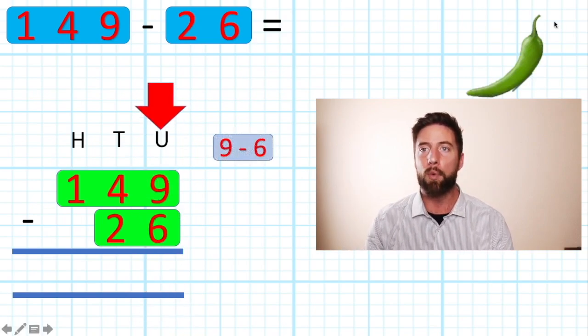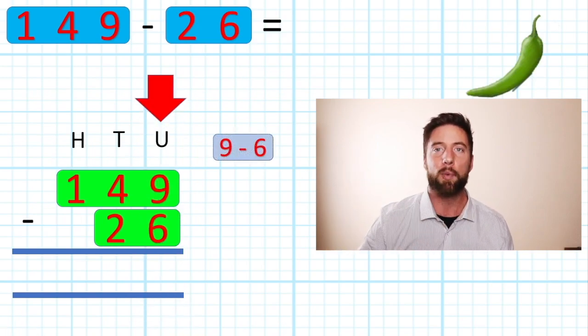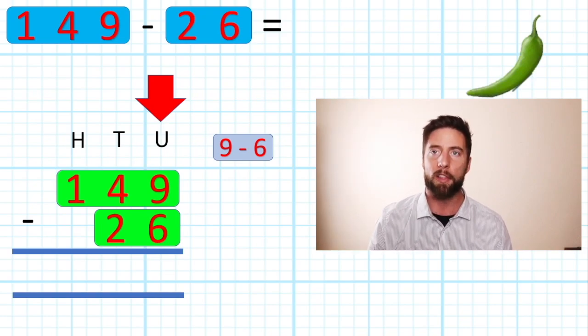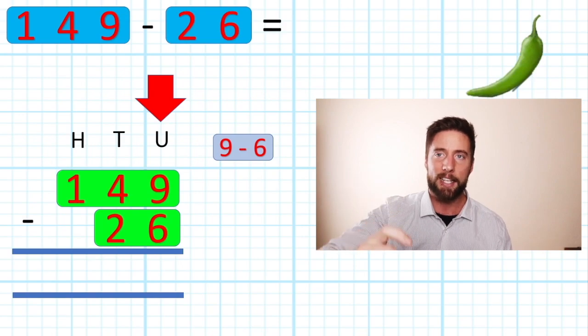So where are we going to begin? Well, you should know now we are always starting with our smallest value. In this case, we have units as our smallest value, so I'm going to start there. 9 subtract 6 gives me 3.